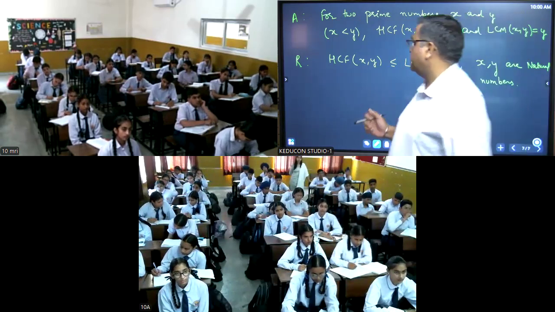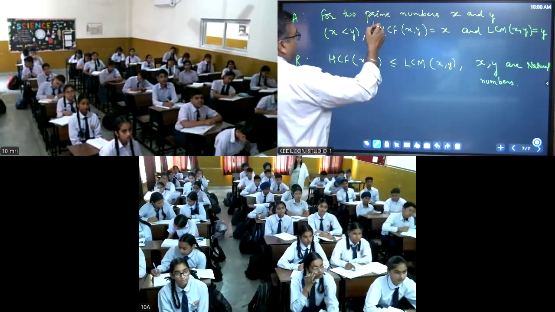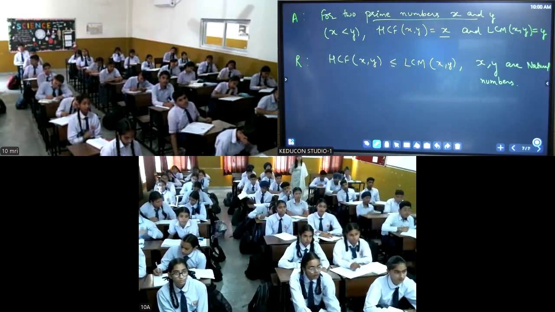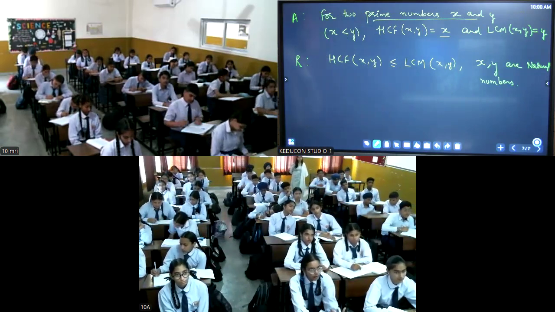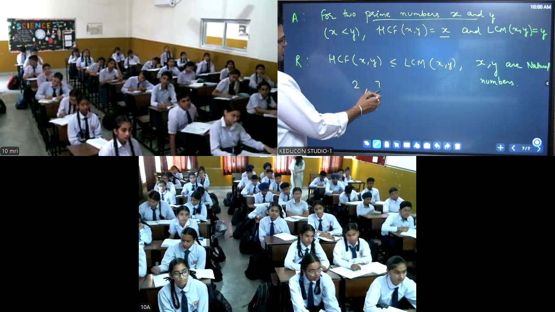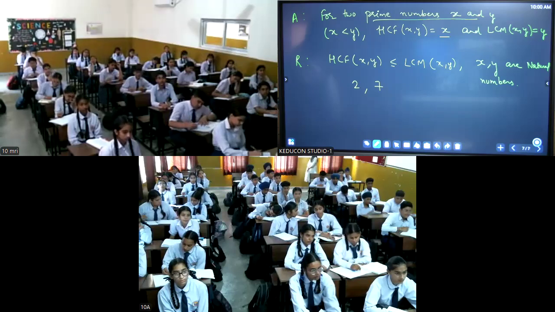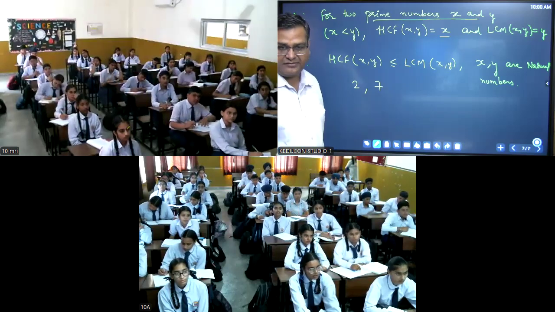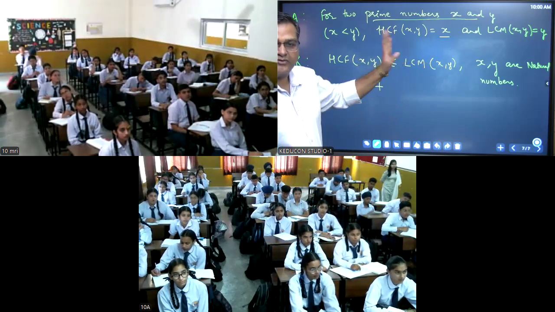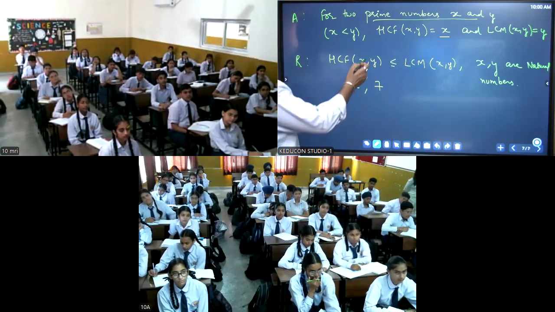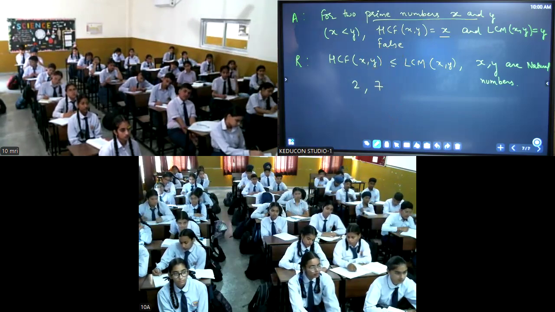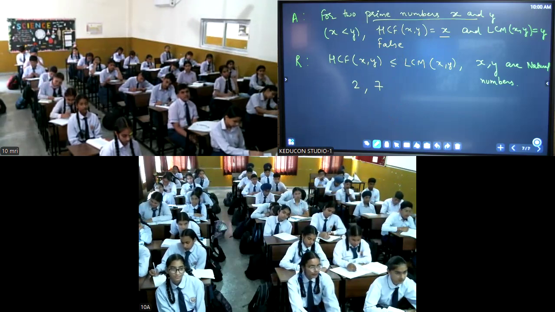Right? For example, when we are taking two prime numbers, can their HCF be equal to the smaller number? No. Let's say we have taken two prime numbers, 2 and 7. What will be their HCF? 1. So this condition is false. So this is false. Now come to the reason. Is it correct? Yes.